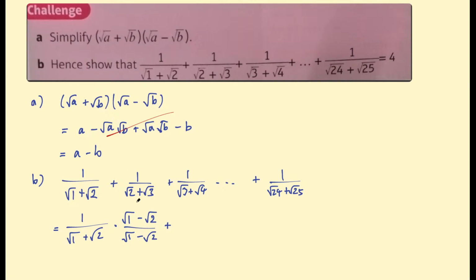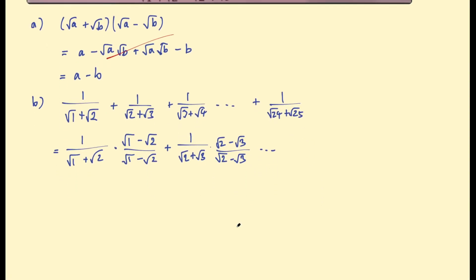So what would we do for the second term here? We would multiply by square root of 2 plus square root of 3. Multiply that by square root of 2, take the square root of 3, over the square root of 2, take the square root of 3, and so on. I'll just write those two to start with.